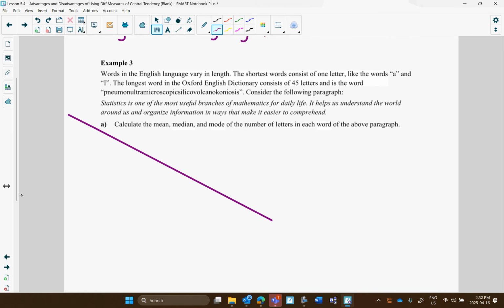Anyway, words in the English language vary in length. Shortest words consist of one letter, the word a or I. Here's the longest word in the English language, according to the Oxford Dictionary. Pronounce it. Not me. Wait a minute. Give it a try. Pneumonoultramicroscopicsilicovolcanoconiosis.